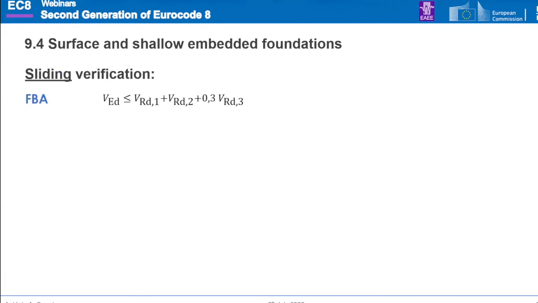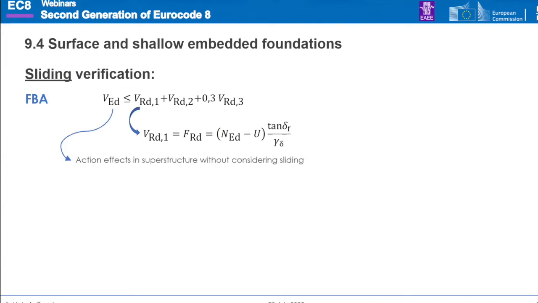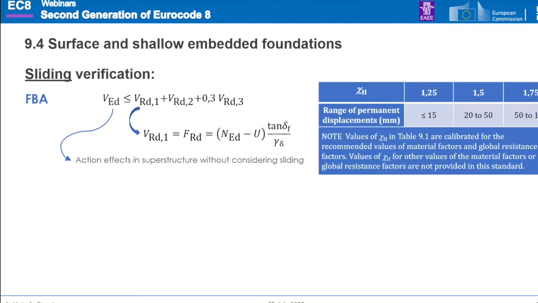Now, in terms of the sliding verification in the force-based approach, we have the three components that I was mentioning before. So the friction shear at the base, which is given by this expression, taking into account the friction coefficient between the foundation element and the ground. The action effects to be considered in the superstructure are computed without considering sliding. And we have the values of the kH factor to allow for some degree of permanent sliding displacements, which are given in this table. And so depending on the value of kH which is chosen, we should expect a different range of permanent displacements to be involved in the behavior of the foundation elements.